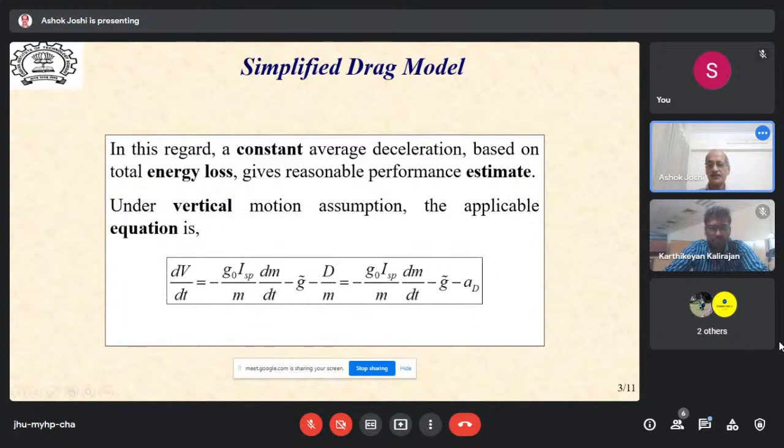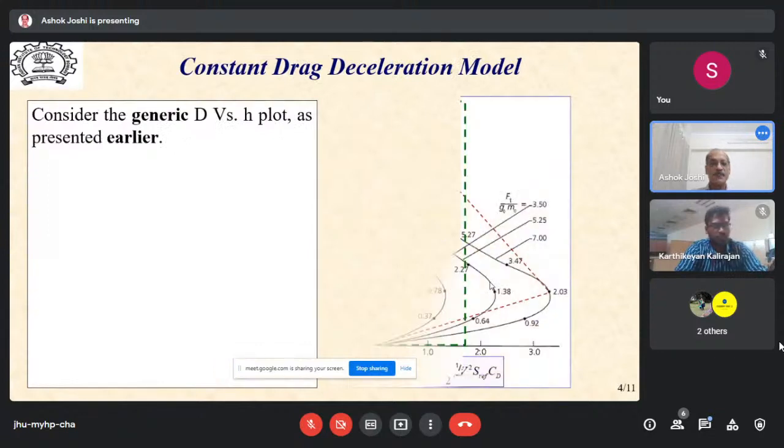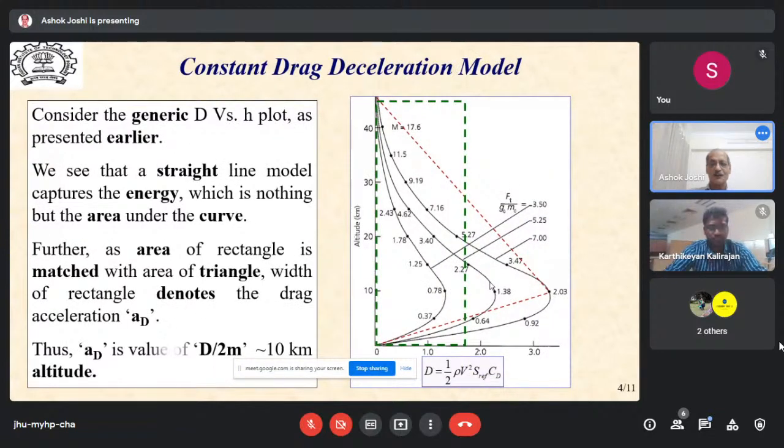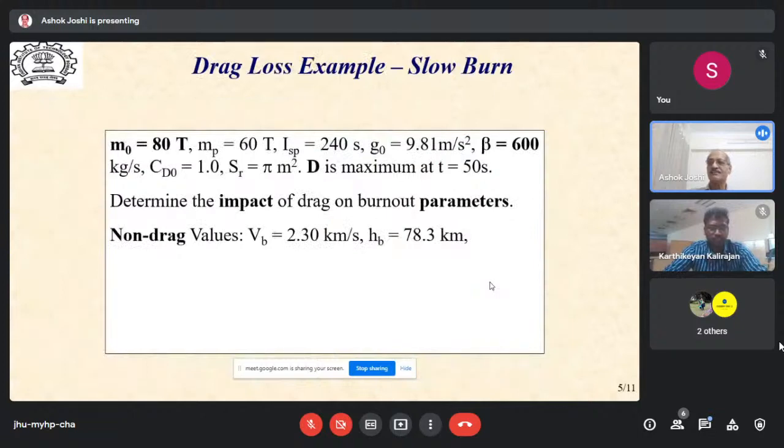Yeah. So this is the constant term, which means I am replacing the total loss of drag energy in the form of a drag deceleration. So this term is a basic term which now controls the whole trajectory. This is the effective drag deceleration that the vehicle will experience because of atmospheric effect. And then of course, as I've given a problem, and I'm sure in the video that I've posted, you would have seen this example being solved.